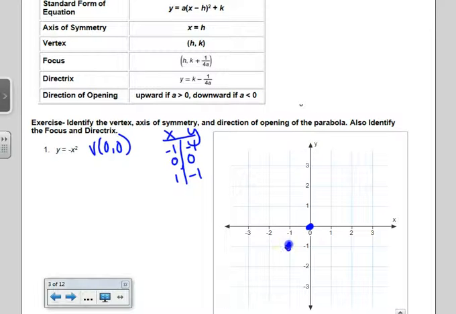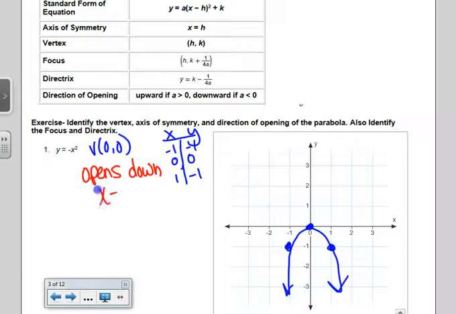So I'm going to plot my next 2 ordered pairs. I notice right away that I have a down opening parabola, so I'm going to make a little note that it opens down. The axis of symmetry is x equals the h value, so x equals 0 for the axis of symmetry. And notice it's an equation of a line, like always. And then they want us to identify the focus and the directrix. So we're going to start with the focus. Remember, the formula for focus is (h, k plus 1 over 4a).